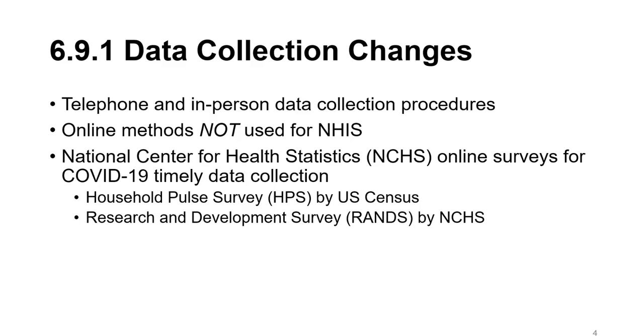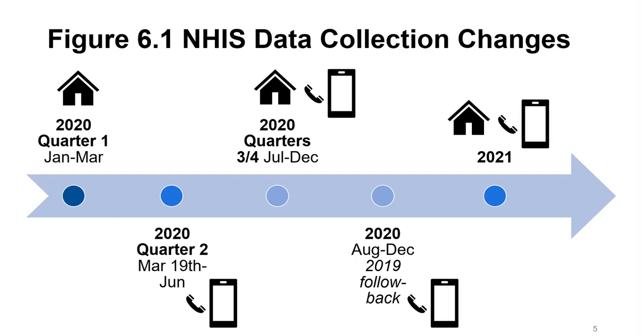So data was able to be collected online regarding COVID-19 using the Household Pulse Survey by the U.S. Census and the Research and Development, or RANDS, survey by the National Center for Health Statistics. Here is figure 6.1, NHIS data collection changes. In this figure, it outlines the different changes across the year in 2020 going into 2021 data collection.